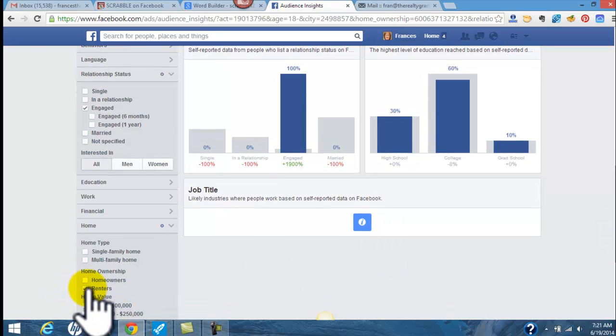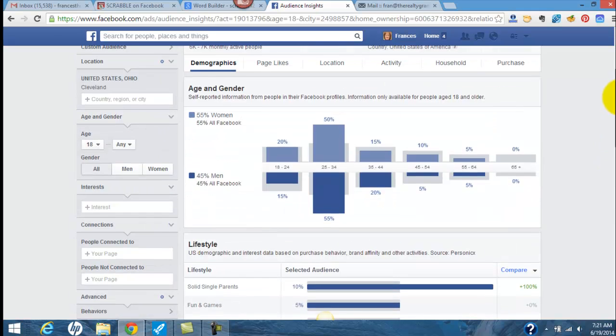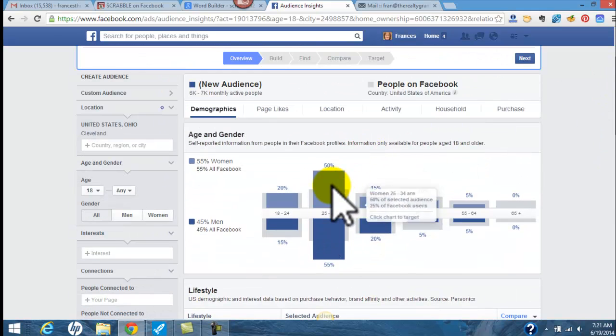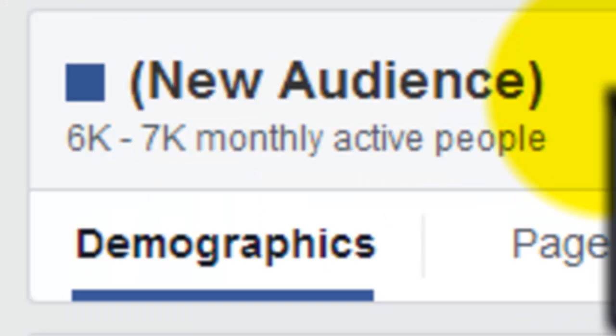What would also be interesting would be to see how many people who are engaged presently own homes. And that's pretty interesting too, because if we have people who are engaged, they may be interested in scaling up or scaling down. All right, Facebook is telling us we have between 6,000 and 7,000 people in Cleveland who are engaged and who own their own home.